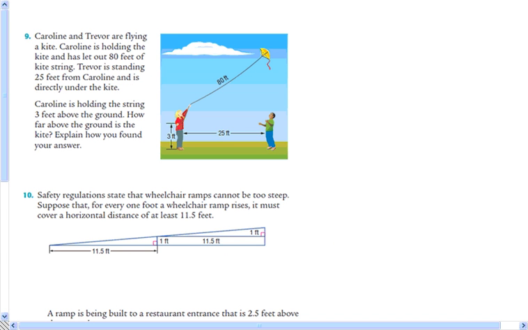Caroline and Trevor are flying a kite. Caroline is holding the kite and lets out 80 feet of kite string. Trevor is standing 25 feet from Caroline and is directly under the kite. Caroline is holding the string 3 feet above the ground. How far above the ground is the kite?